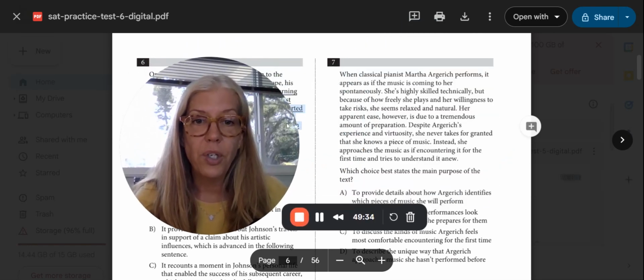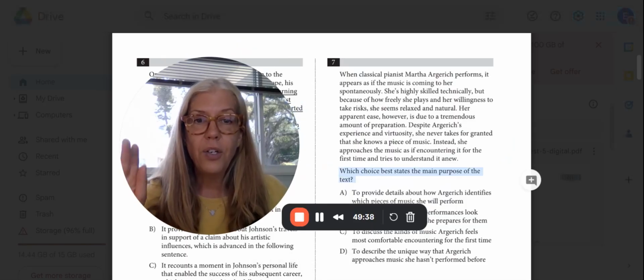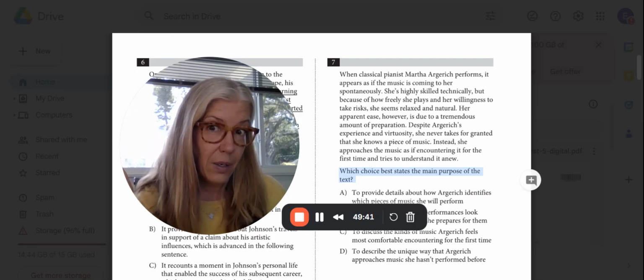We're going to start with a question. Which choice suggests the main purpose of the text? Essentially, this is not a main idea question.